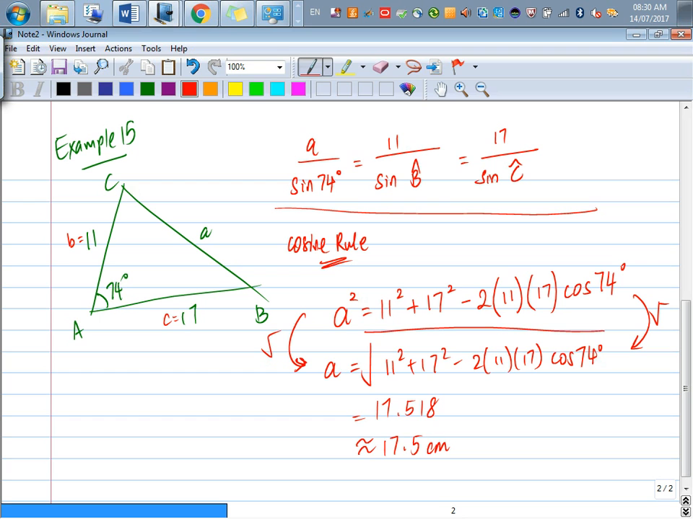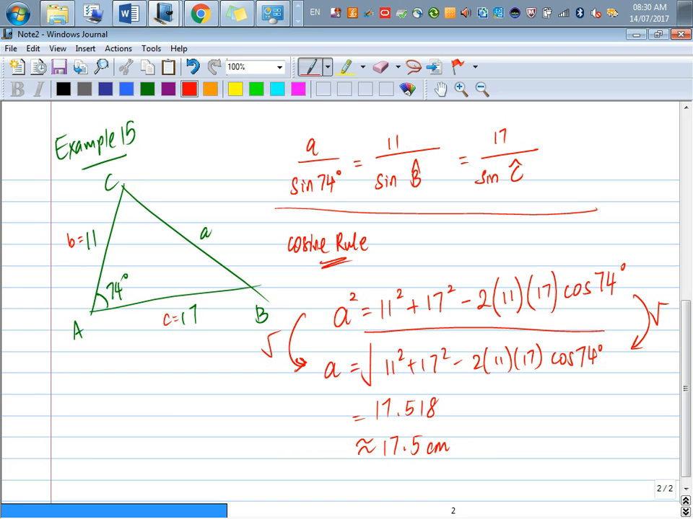Okay? You see it? Do you get this also? This is an example on direct application of your cosine rule. Okay, now I want you to try it.